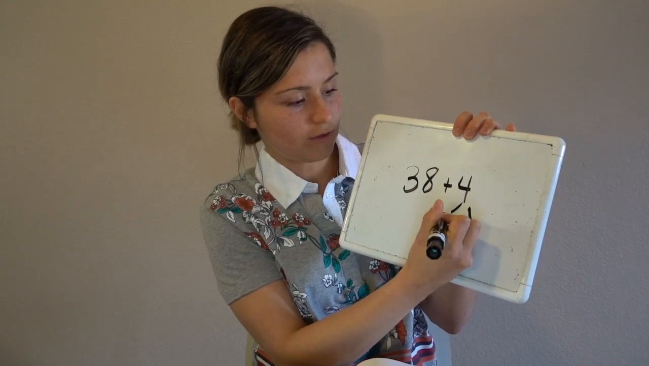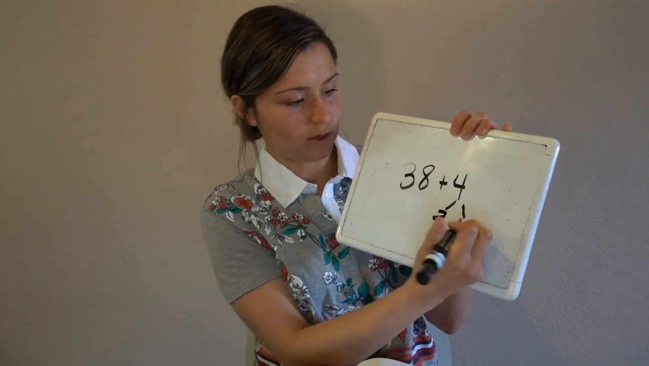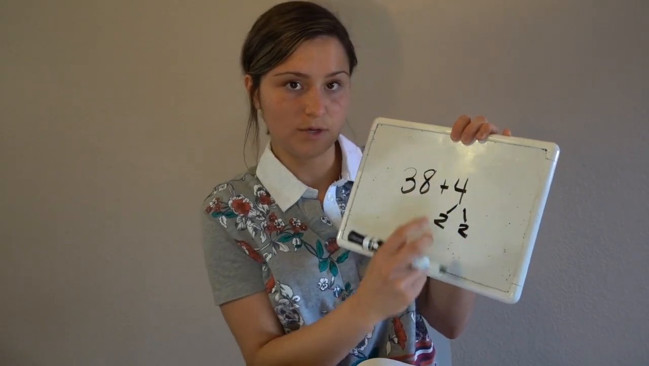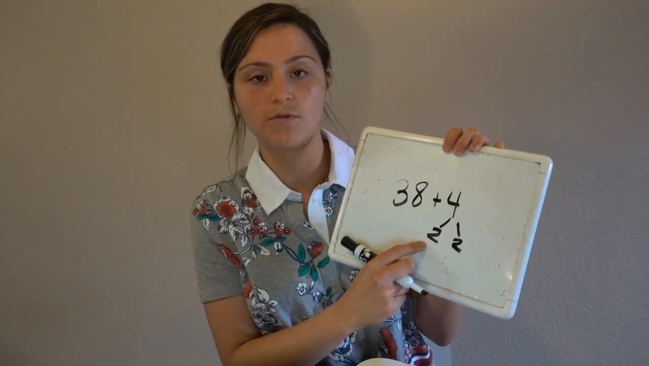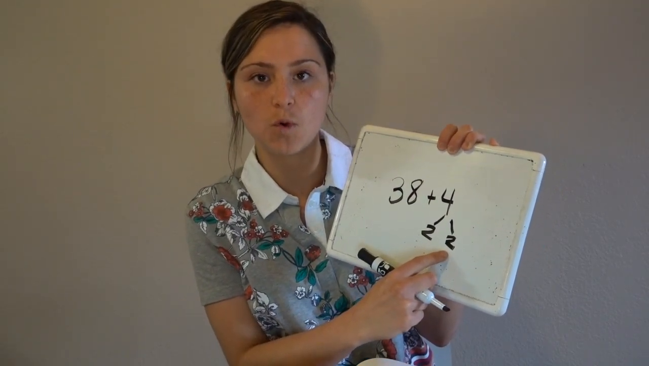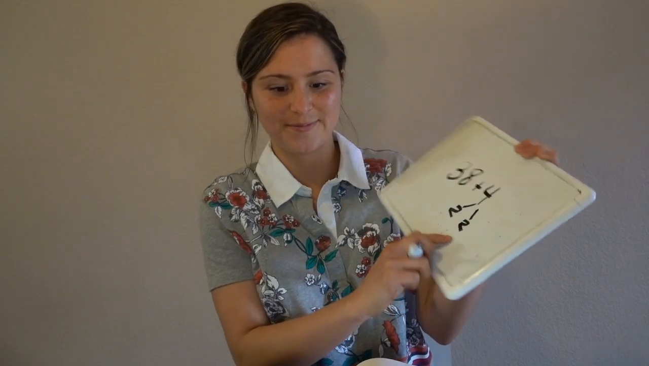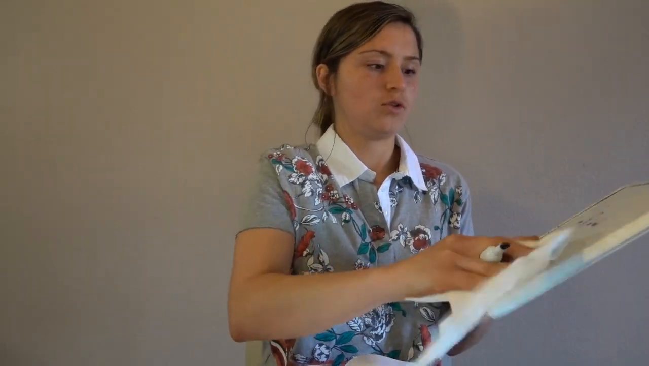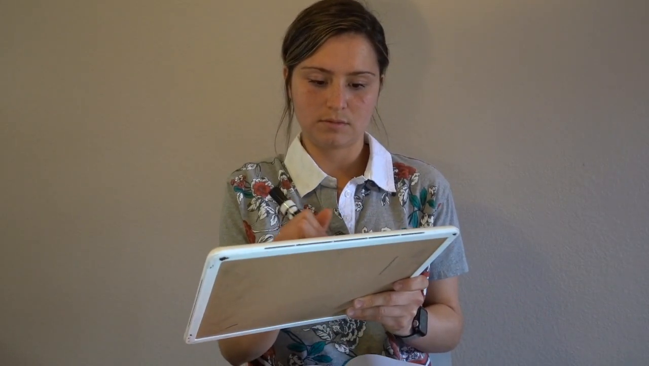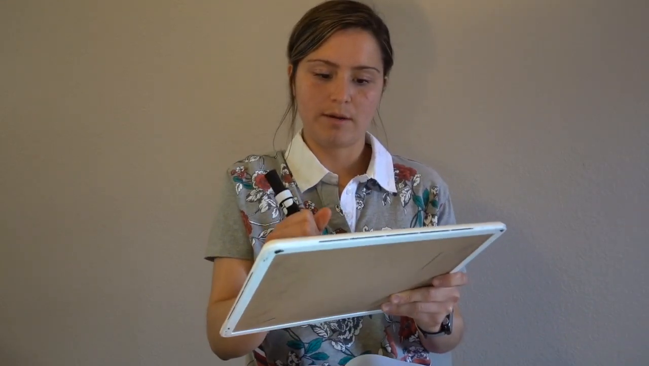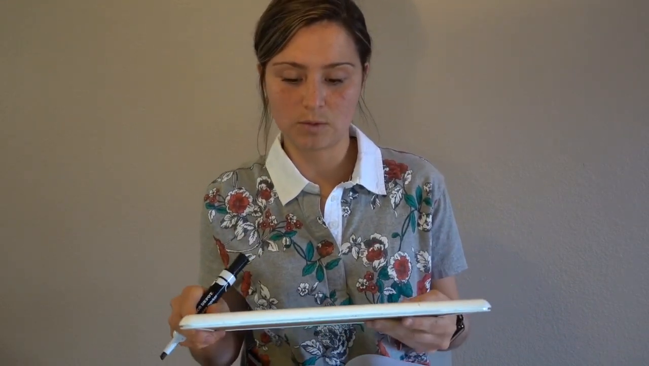So if we took the 4 and decomposed it into a 2, and another 2, because that double equals 4, 38 plus 2 equals 40, and then 40 plus 2 more equals 42. 2 more equations for today. Let's do an equation where both add-ins have a tens and ones place.